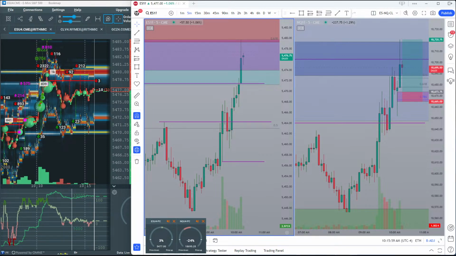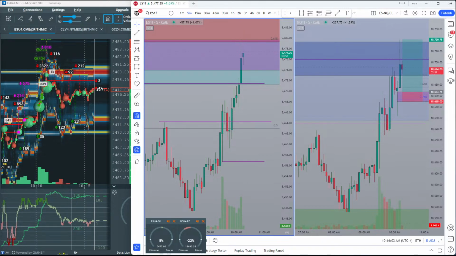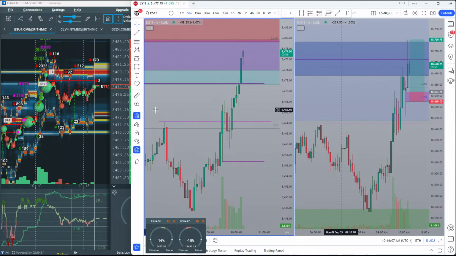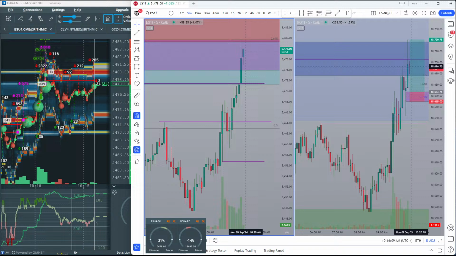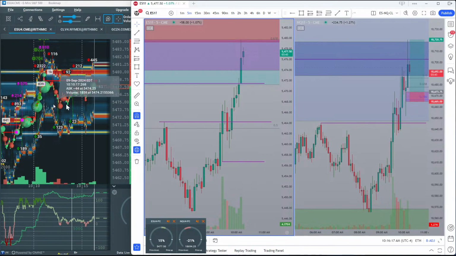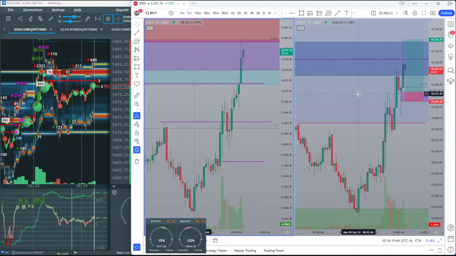VIX is pushing lower, Nvidia is trying to push higher. We might get the push higher before we get this entry, or we might not get this entry. So we're going to wait. We're not going to chase it. Again, just waiting right now.